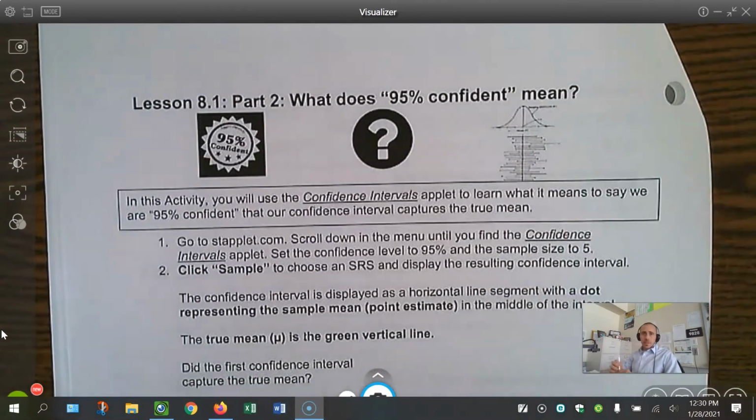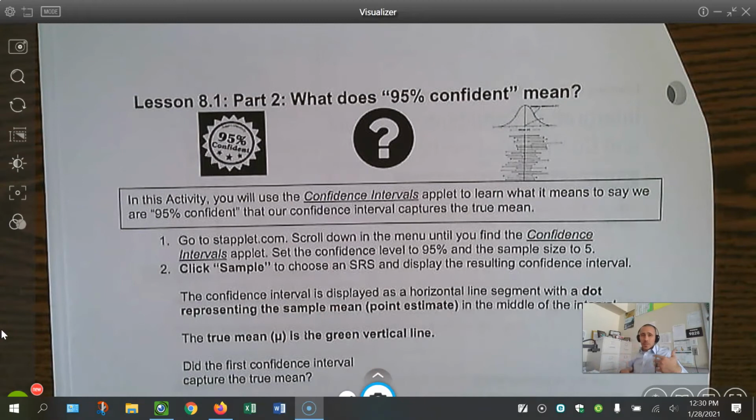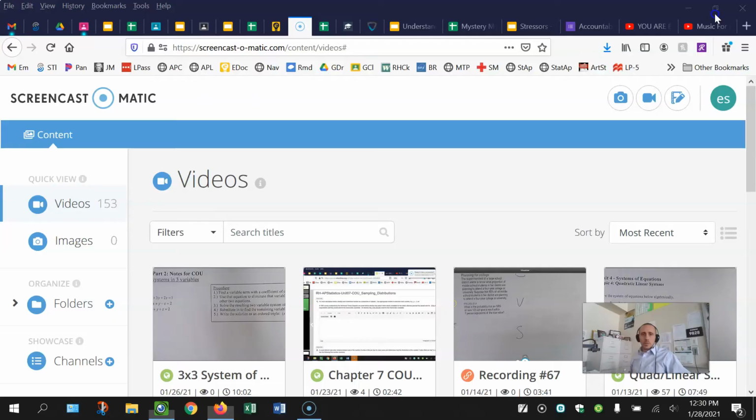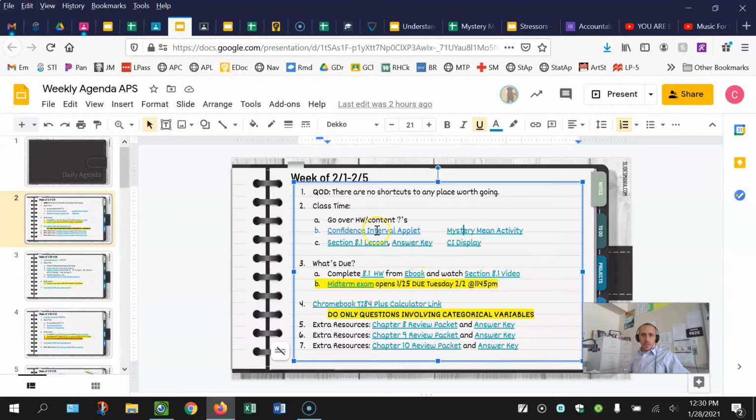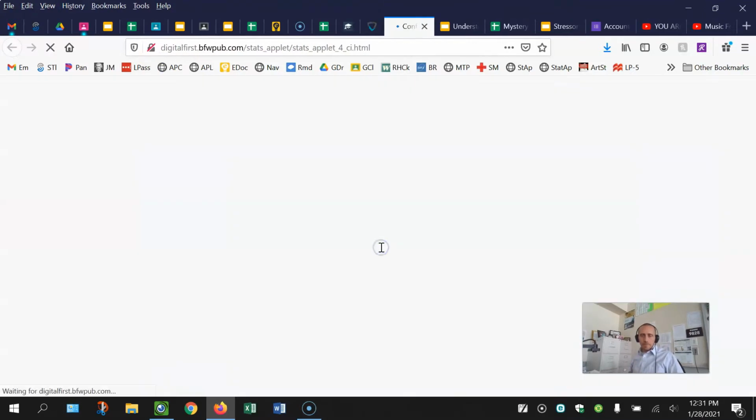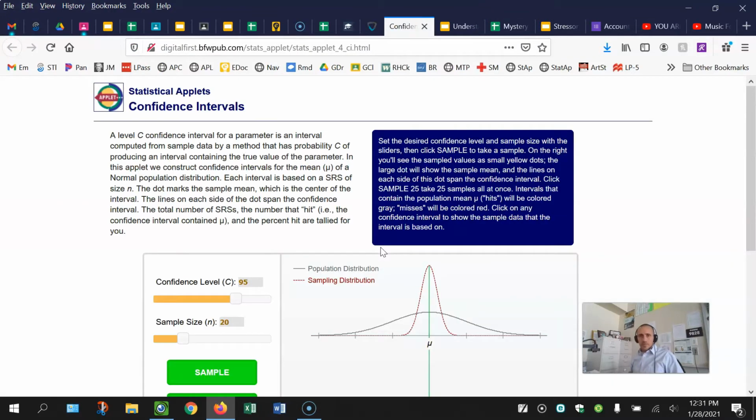We're going to take a look at this. What the heck does 95% confident mean? So on your agenda, you're going to need to click on this confidence interval applet and get this loaded up.